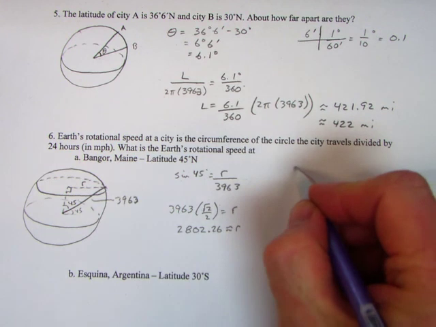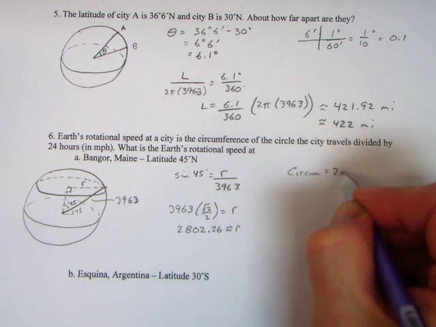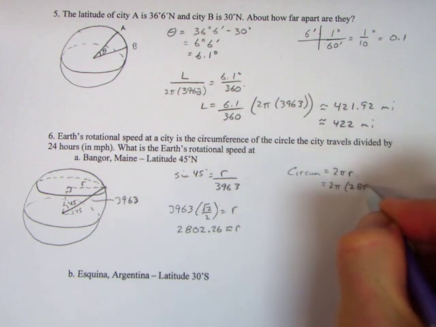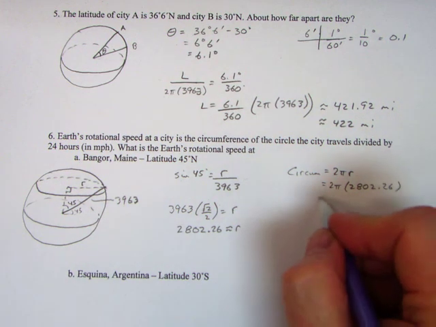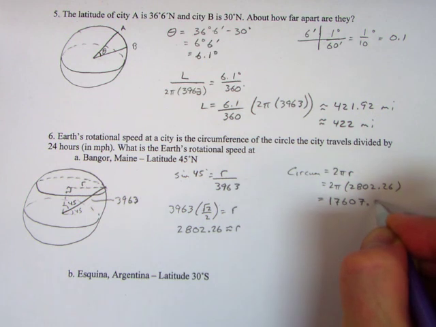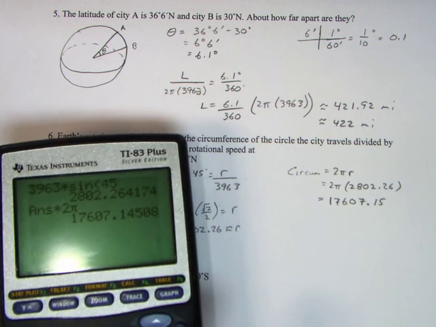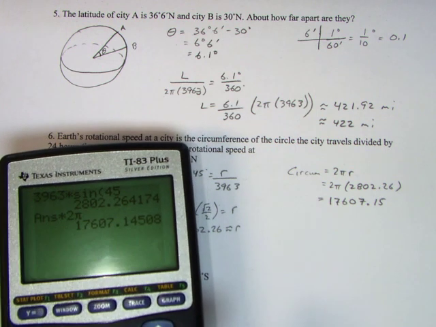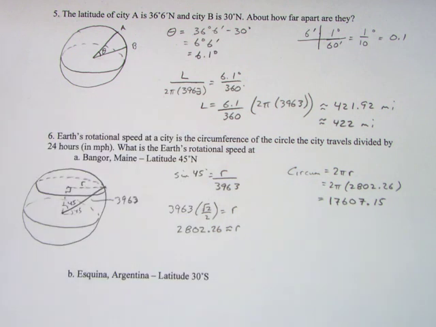So now we need to find the circumference. The circumference equals 2 pi r. So that's 2 pi times 2,802.26, but we'll keep all those decimal places when we do the multiplication. So I took my answer times 2 pi, and I get 17,607.145. So I round that up.